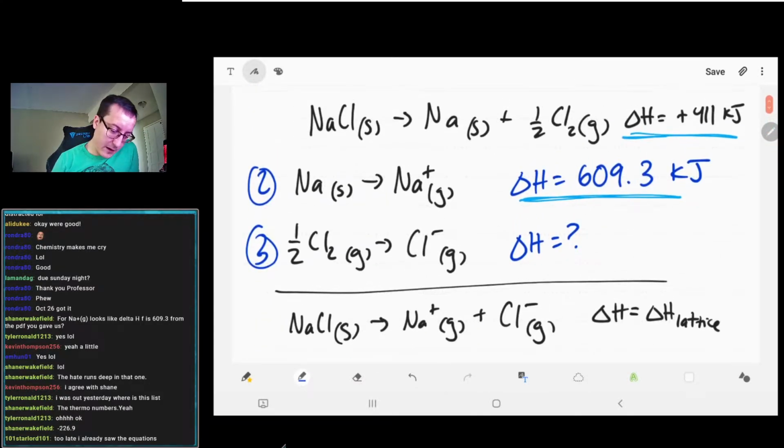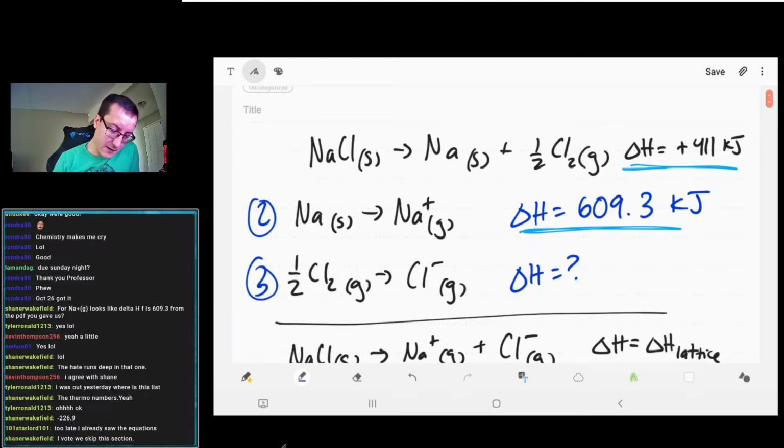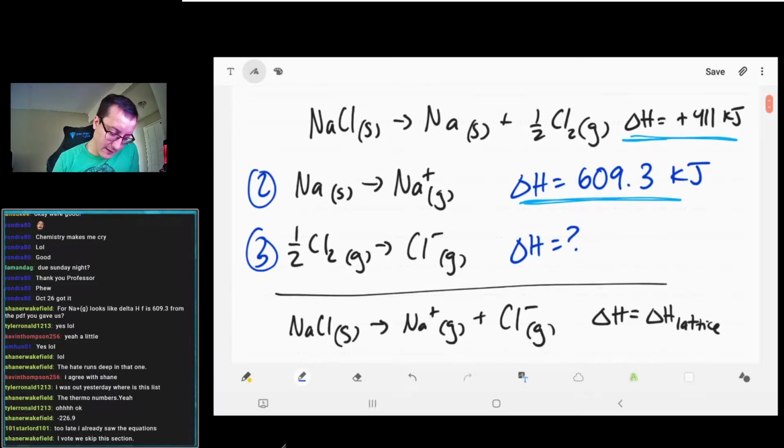Let's have a look at this. Are we gonna need to mess with any of these equations? Doesn't really look like it, right? This looks like it's all okay. However, this doesn't seem right. Shane, did you lie to me about the energy for that sodium? Sodium solid to gas. That seems absurdly high, though. Alright, well, we'll find out if you skip this section.